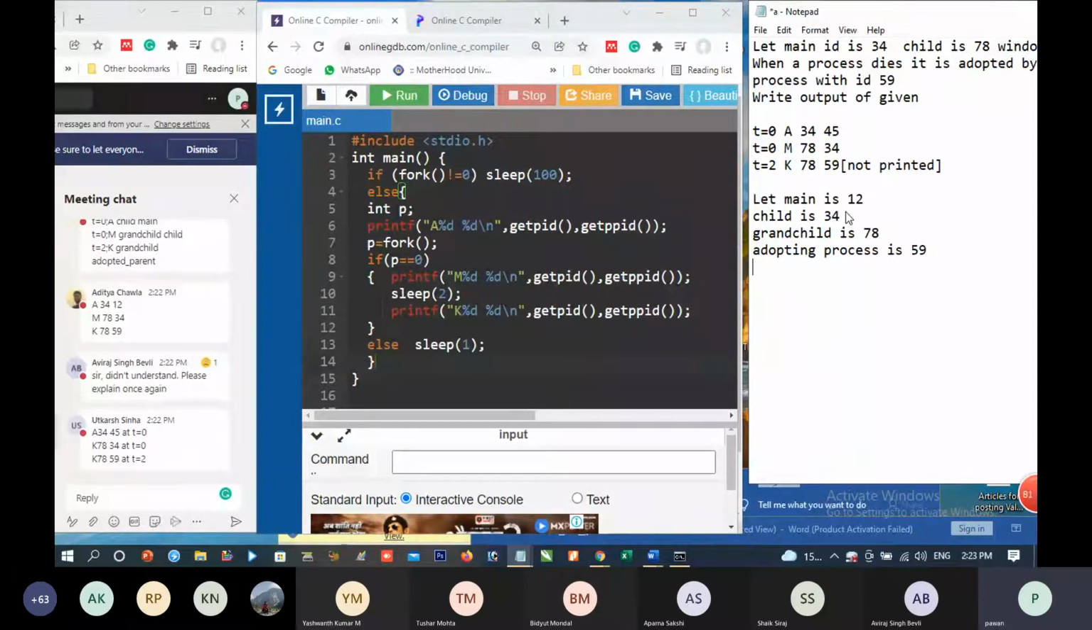Here 40, what is 45 here? What is 45? 45 has no role to play here, Utkarsh. No, Abhiraj.